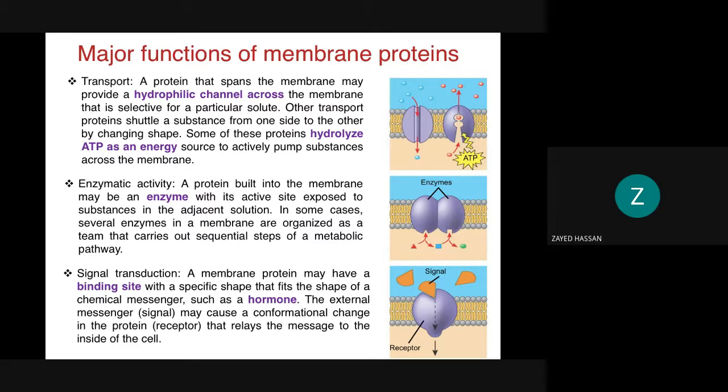Sir, for the hydrophobic molecules, we don't need energy, like when hydrophobic molecules move inside? It may need or may not. And when you move something out of the cells, it may need energy or may not. It's just a representation. Okay, sir. Understood.